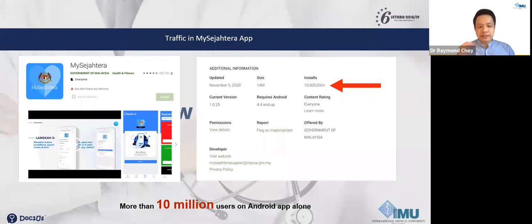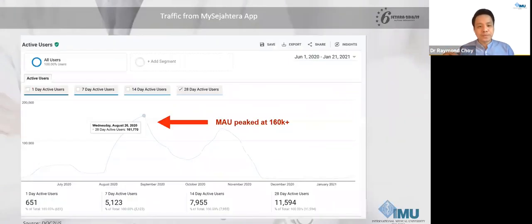Okay, so for the MySejahtera app, there are millions of people inside. Just to give you some figures, Android itself has more than 10 million downloads for MySejahtera, which of course we are forced to do somehow, but it's a good app to trace our people in terms of where they go, in terms of contact tracing, right? Next, please.